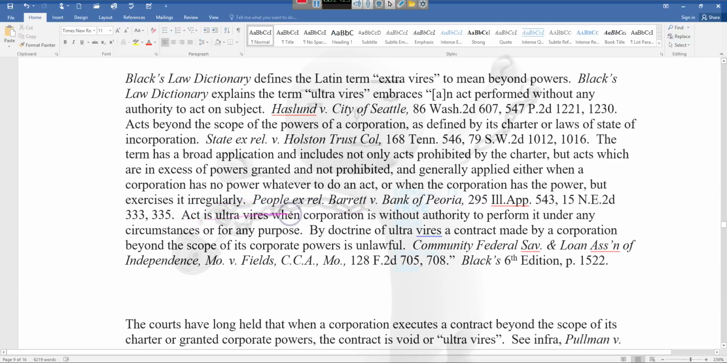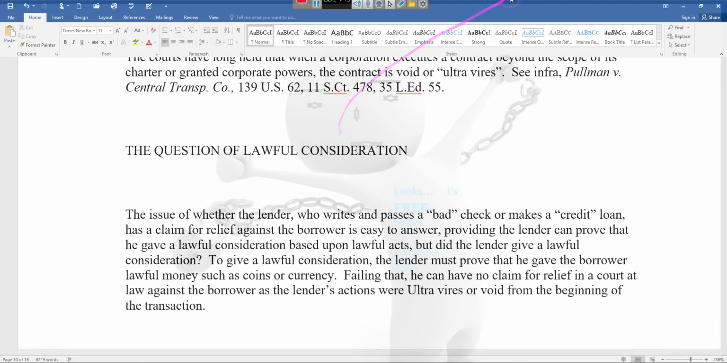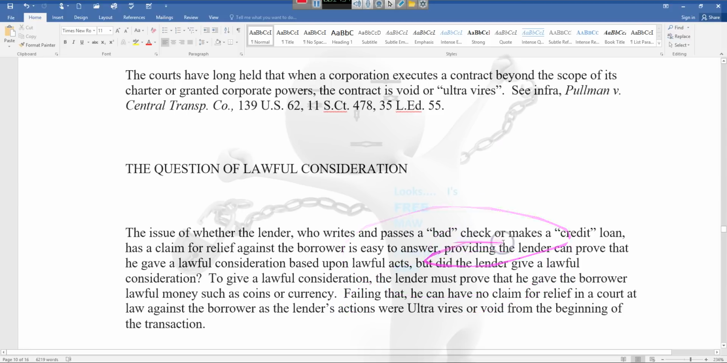Acts are ultra vires when a corporation is without the authority to perform them under any circumstances or for any purpose, such as the March 9, 1933 Act. By the doctrine of ultra vires, a contract made by a corporation beyond the scope of its corporate powers is unlawful. Let's find out what the courts have long held. Now, we don't want the question of lawful consideration, ladies and gentlemen, because this is not a federal question. I can tell it's not a federal question because of how it's placed here. But we're going to talk about it in a minute.